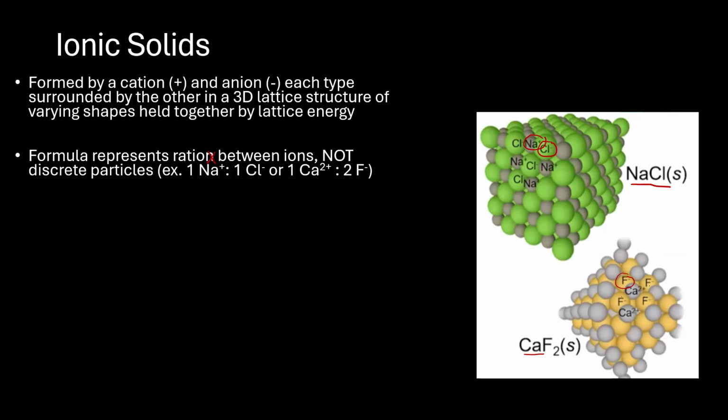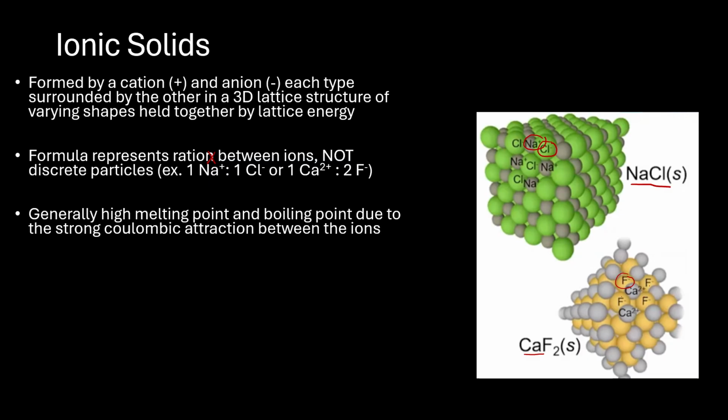So with ionic solids, you get ratios. These generally have really high melting points and boiling points due to the strong Coulombic attractions between the ions. What you have to realize is that the ionic bond that is forming is an attraction, and it's the strongest form of attraction that you can have. That's why we see ionic solids having really high melting points and boiling points.